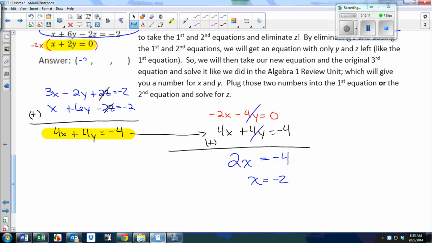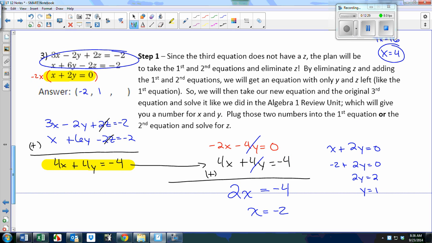So our answer so far, negative 2. Then I'll take the original x plus 2y equals 0 and plug in x and solve for the y. Add 2 to both sides, divide by 2, y is 1. All right, and that was nothing more than a learning target 8. But now that we have those two numbers, we can either take the first original equation or the second one, either one, and put the x value negative 2 and the y value 1 back into it and solve for the remaining z.